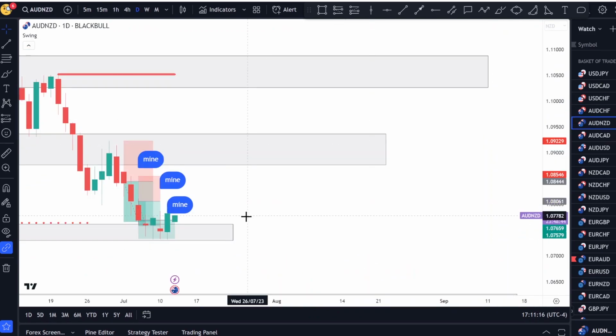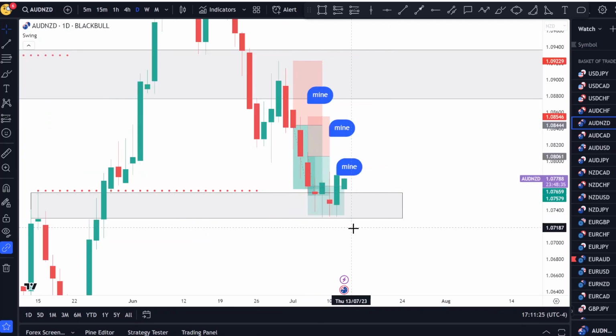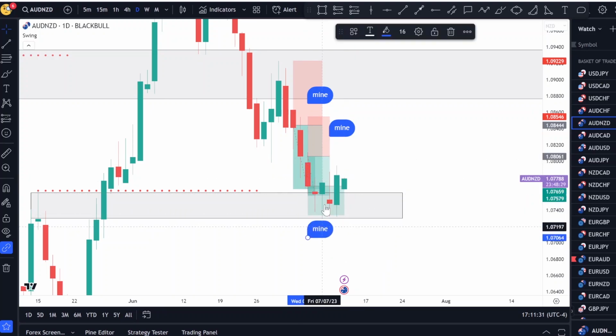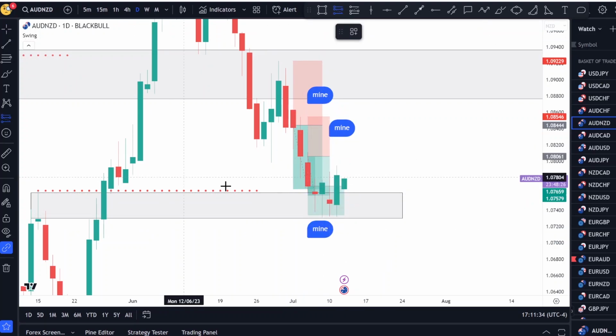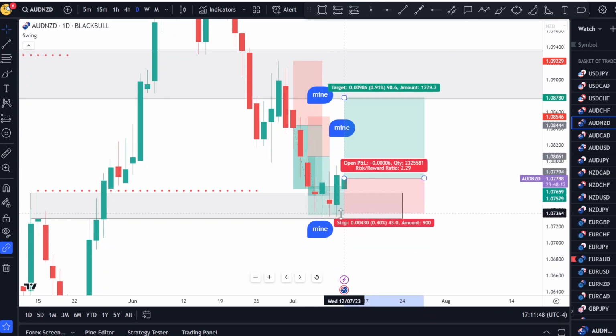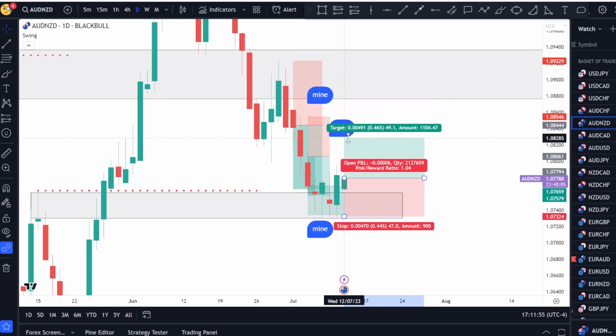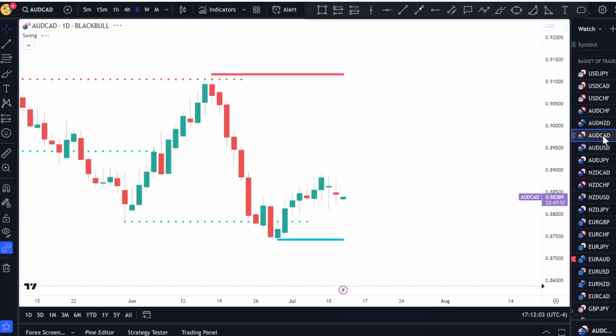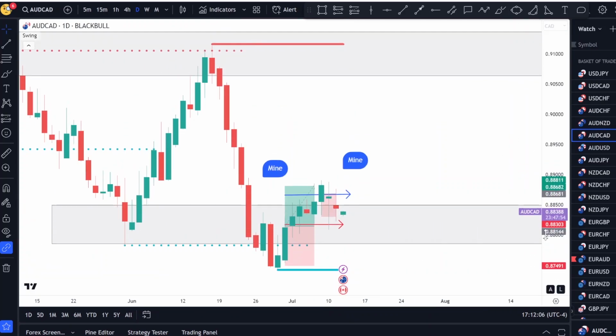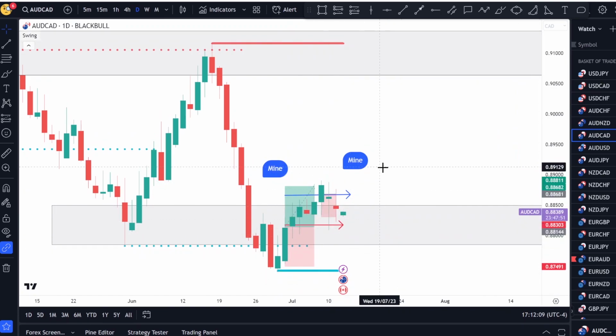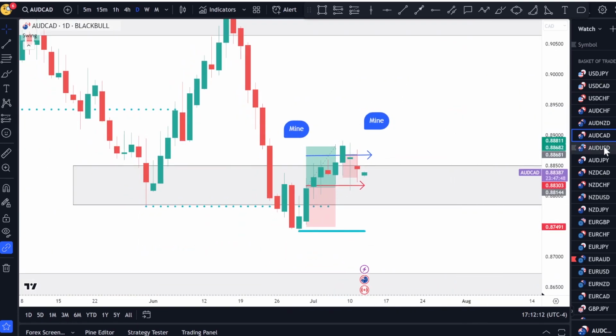AUD NZD. We closed that at break even yesterday. We have a new candle that I like, especially considering this zone. So this would be a good location for a buy. Stop loss a little bit lower, maybe behind here just to be safe, and take profit. AUD CAD looks like it's going for a weekend retest, maybe. 100% sure, leave that be.